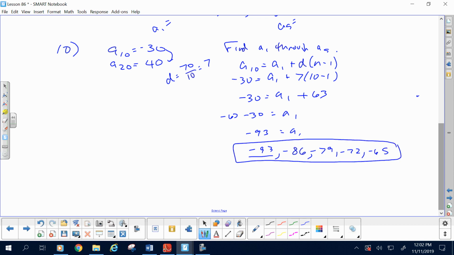Okay. Find the eighth term. If the first term is 2x plus 3y, and the sixth term is 7x plus 8y.